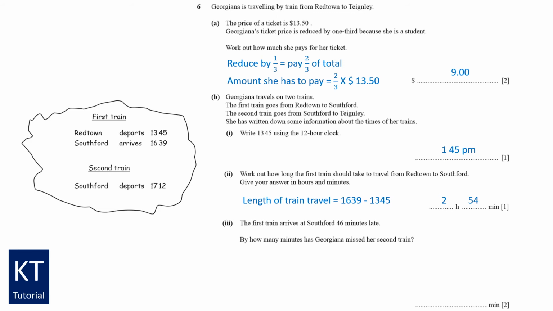Next, the first train arrives at Salford 46 minutes late. By how many minutes has Georgiana missed her second train? The math gets us to 13 minutes.